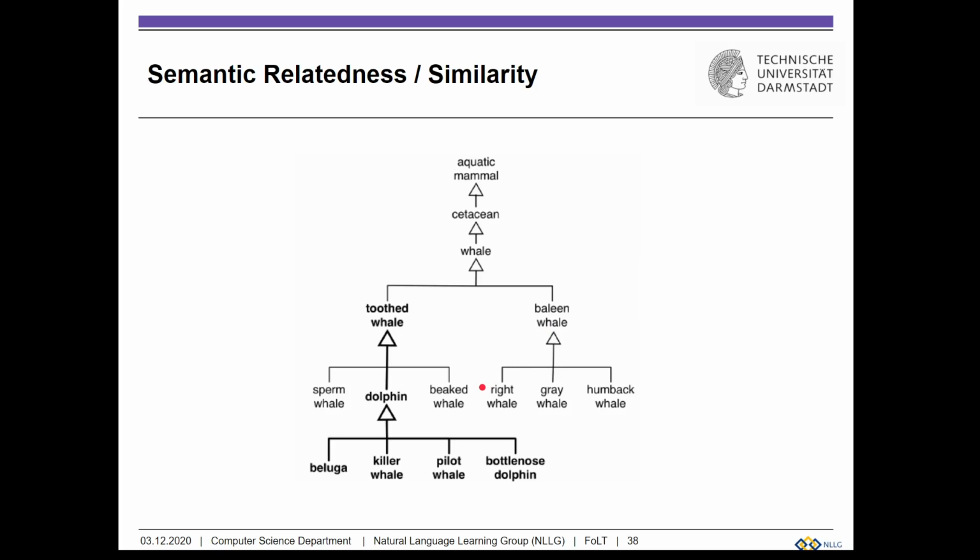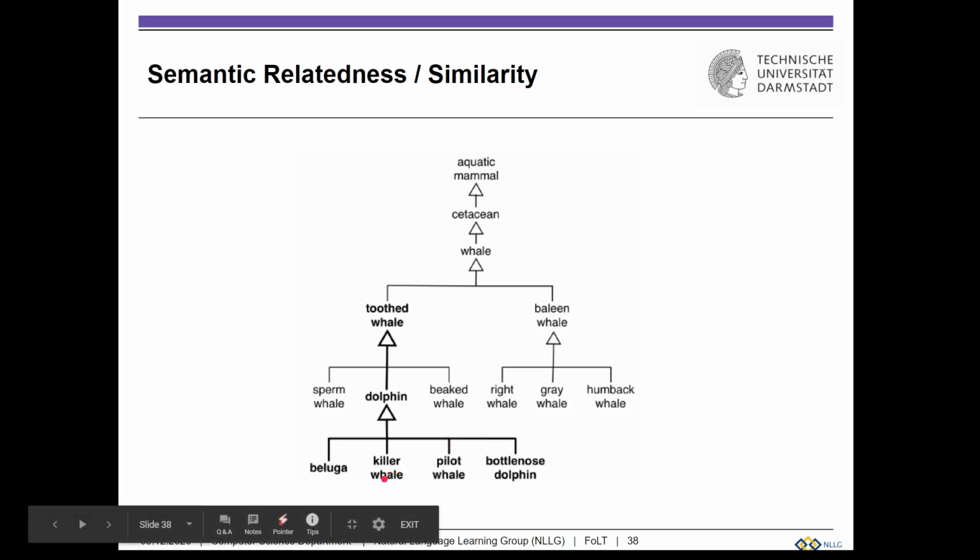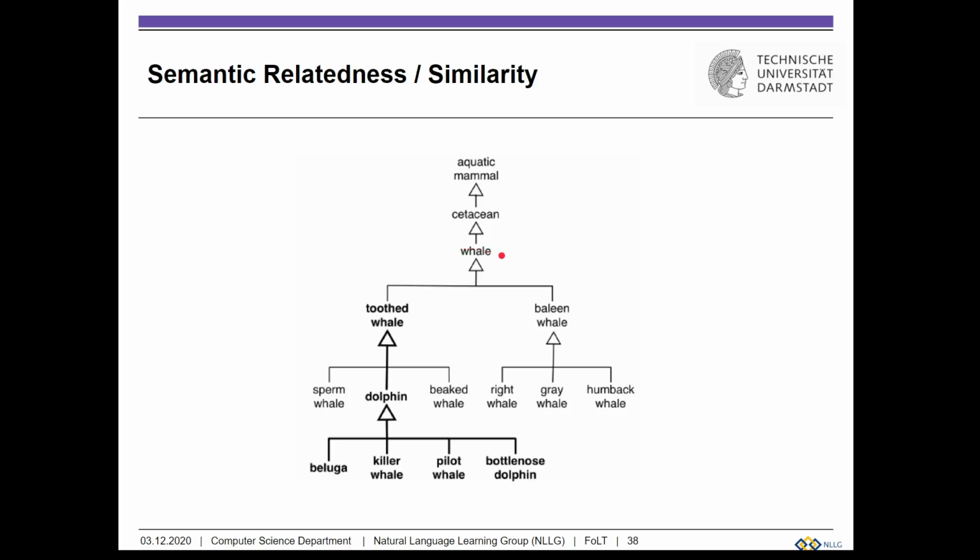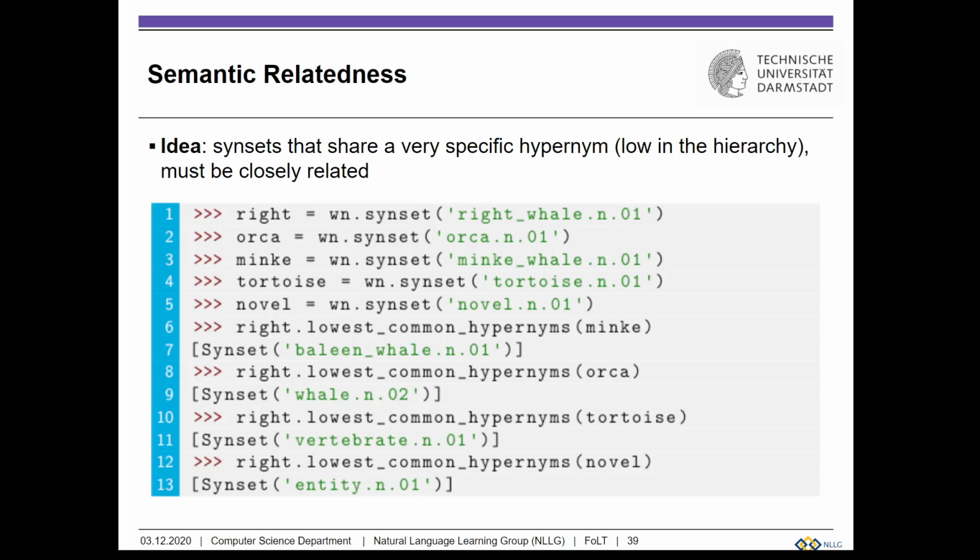Now if we check a right whale with a killer whale, then we would say, well, a killer whale first of all is a dolphin, and a dolphin is a toothed whale, and a toothed whale is a whale. So a killer whale is a whale, and a right whale is also a whale. But here you see that their common ancestor is much further distant from those two, much further up the ladder. So we would argue that those two are less semantically similar. And this is what we want to exploit in one algorithmic idea to compute semantic similarity using WordNet.